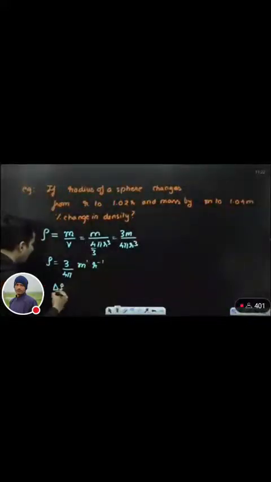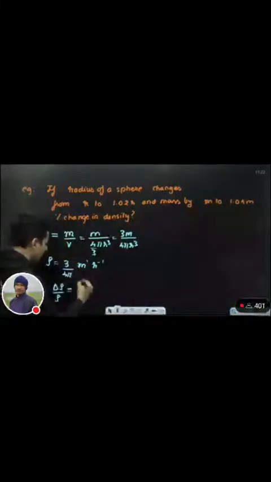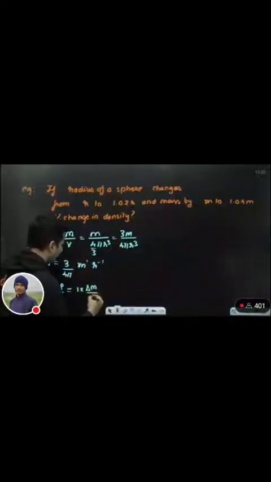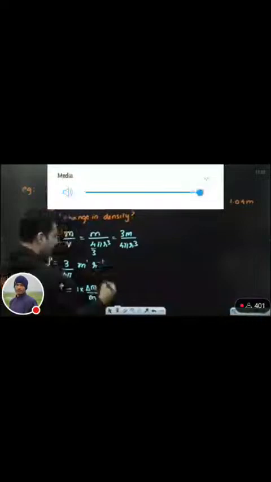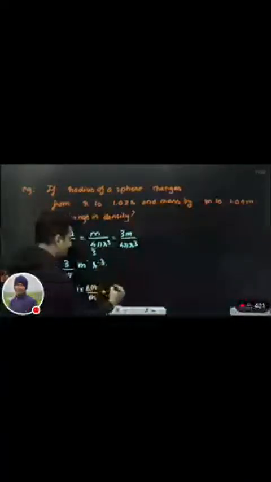So what will you write? Delta rho by rho in percentage, or let's say relative error also, is, forget the power is 1. So 1 multiplied by relative error in mass plus r power is, sorry, this is minus 3, my bad. This is 3, so the modulus is 3. So 3 into delta r by r. Is that right, my dear students?